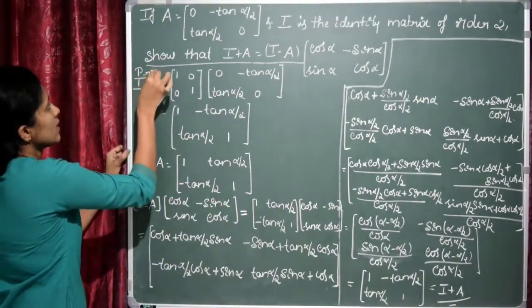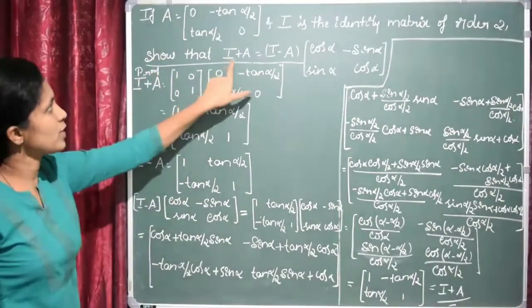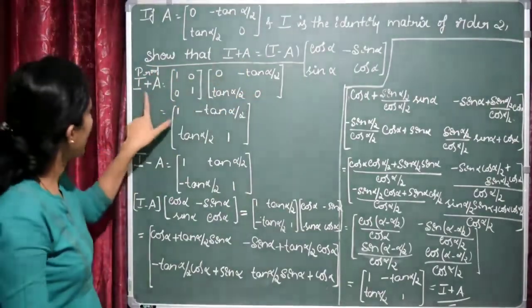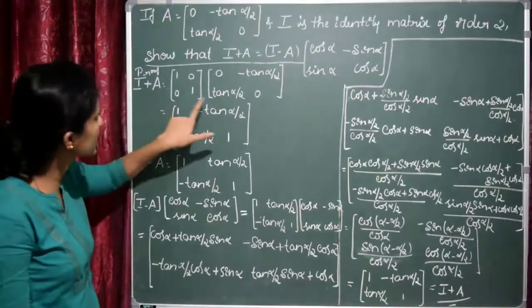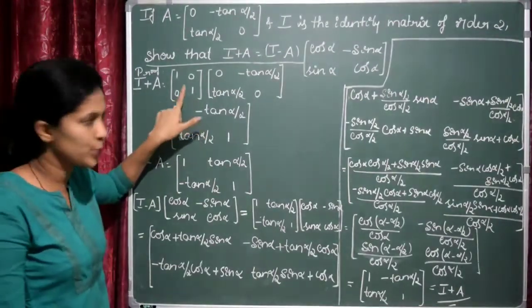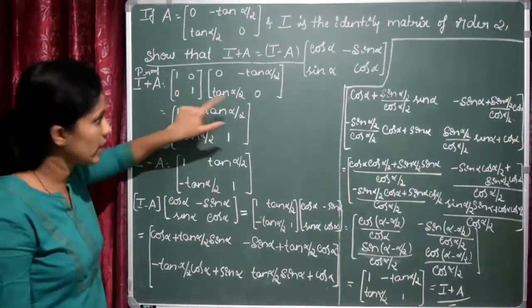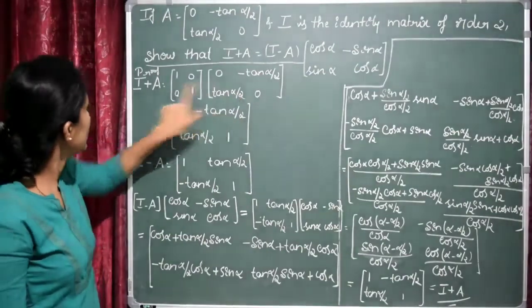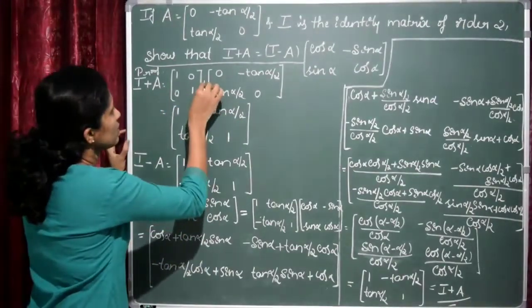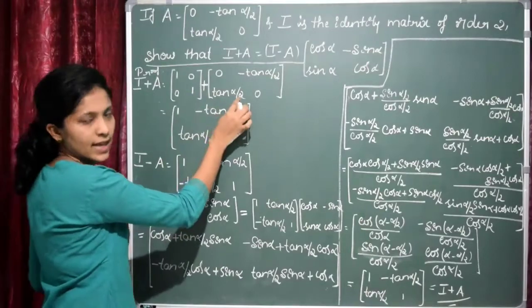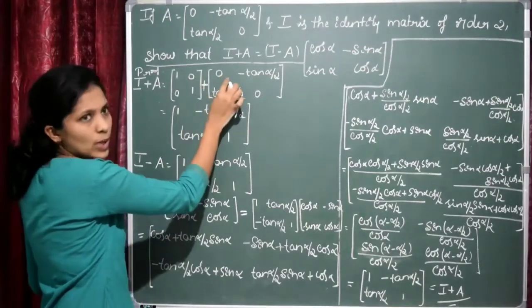I hope you can see this one. First we will find what is I plus A. I have written here I plus A. I is the identity matrix of order 2, that is 1 0 0 1. A is as it is, right? So I plus A is there. Sorry, here I missed the plus sign. I plus A, so plus is there. So just you have to add this, right?